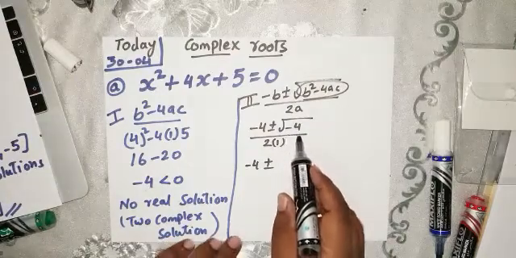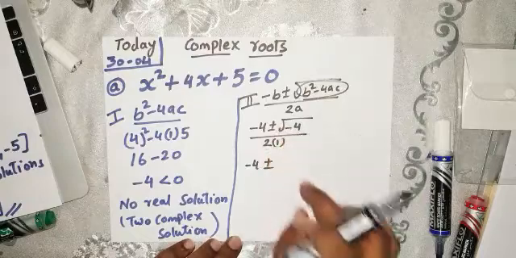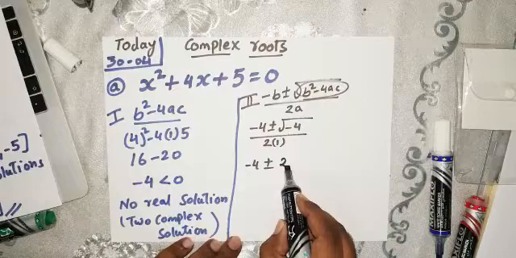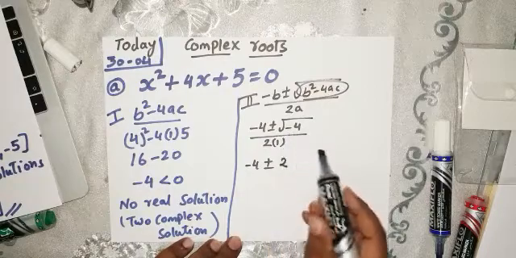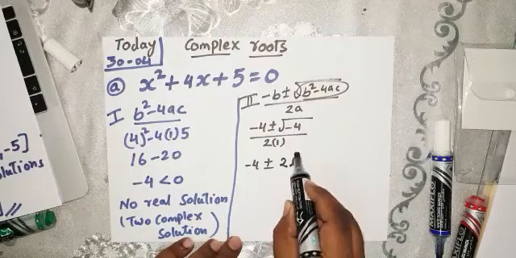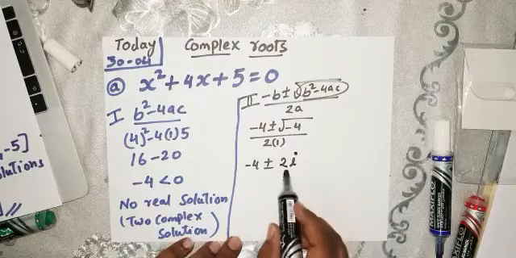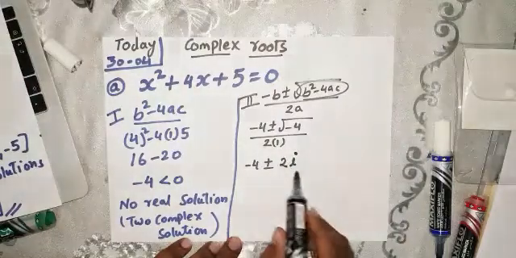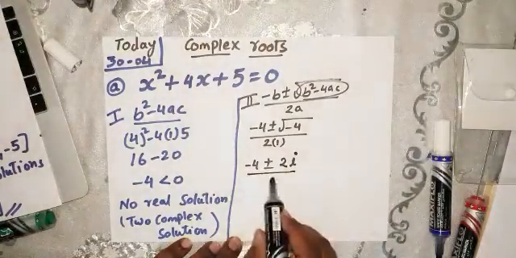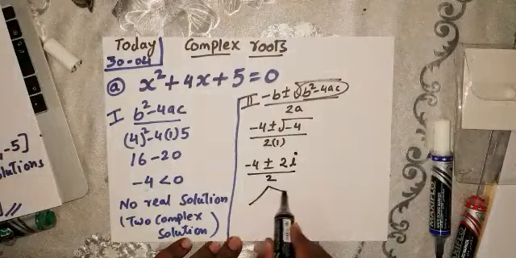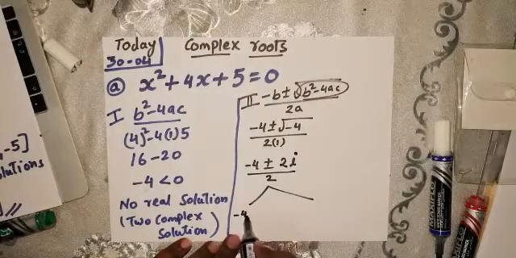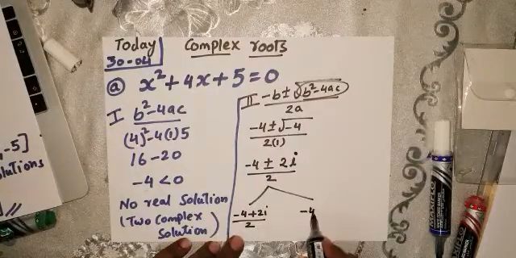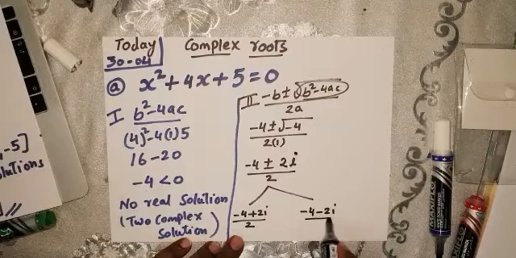Now to overcome that, we ignore the minus for the time being and just take the square root of 4. Square root of 4 is 2. And for this negative under the radical, we should put i. So whenever the imaginary number i comes, this will become a complex root. Now we have over 2 times 1, which is 2. We can split them into two parts: negative 4 plus 2i over 2 and negative 4 minus 2i over 2.